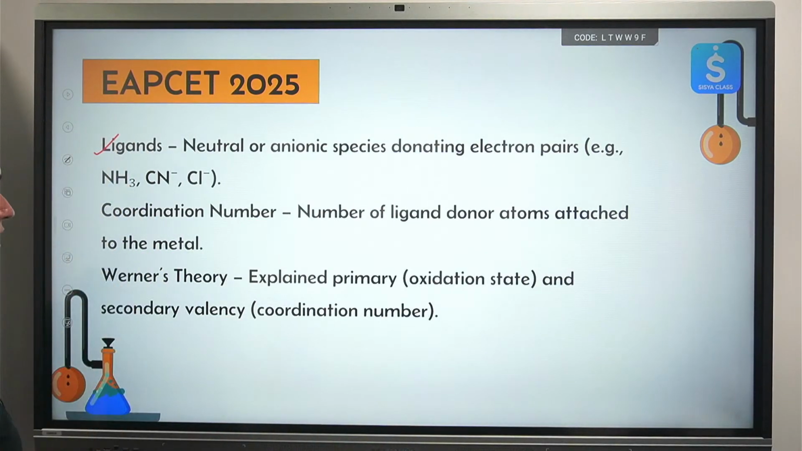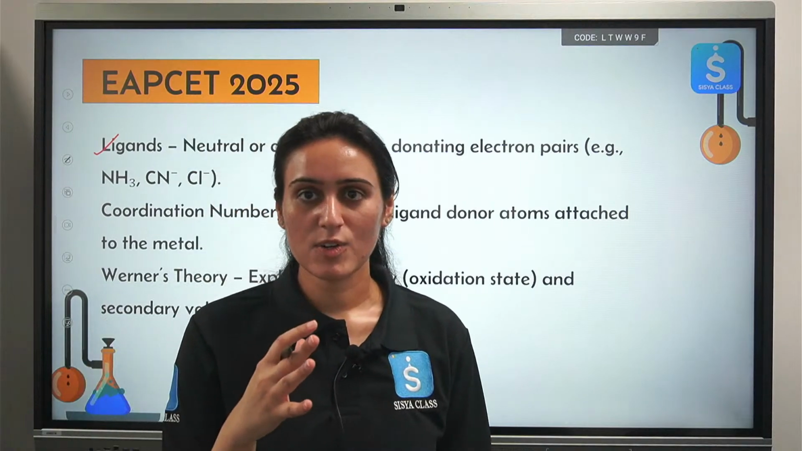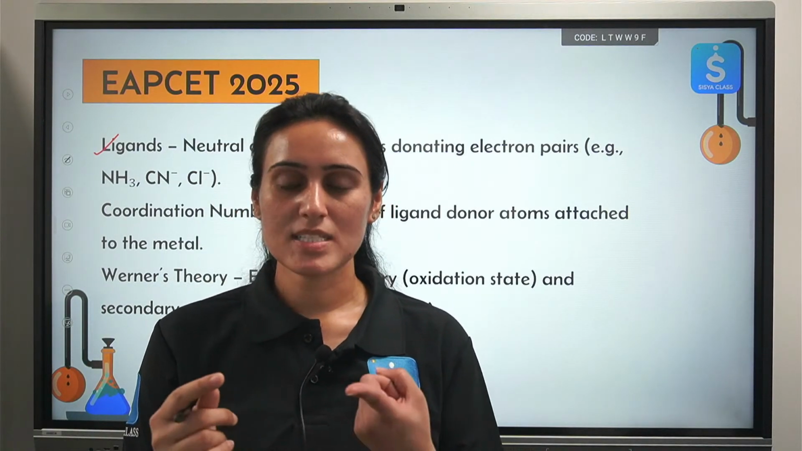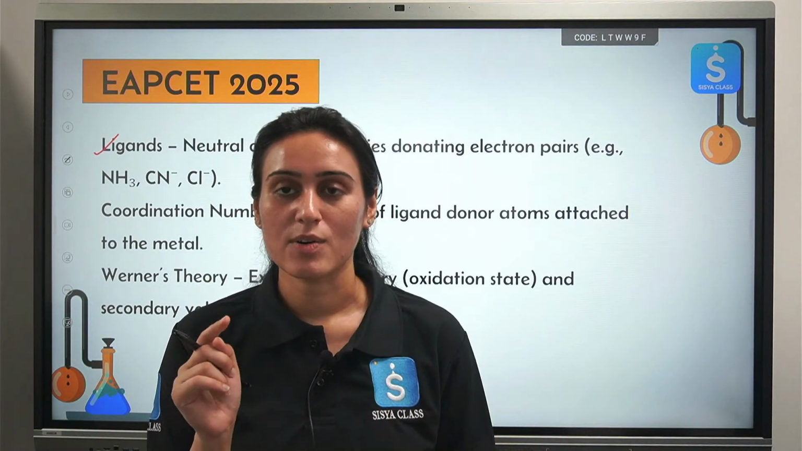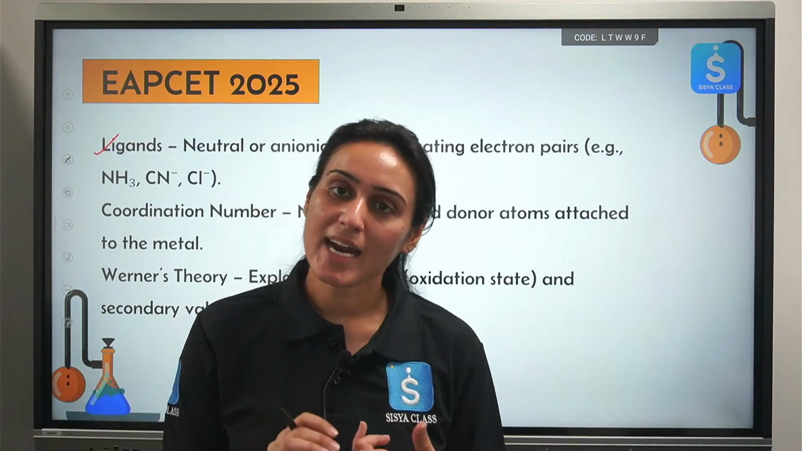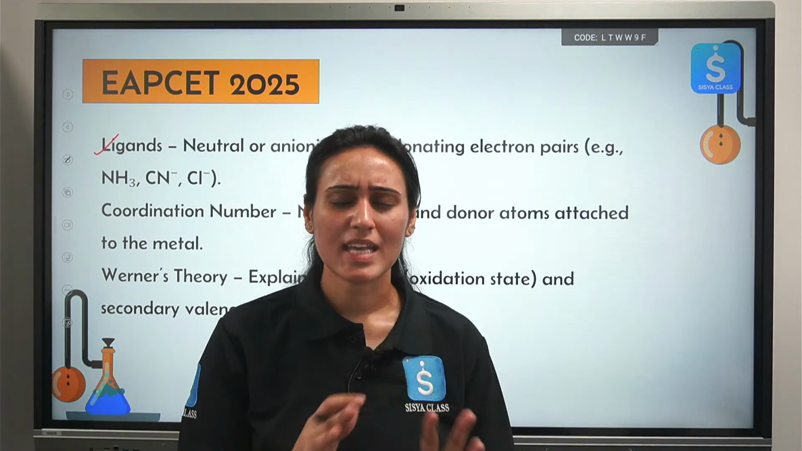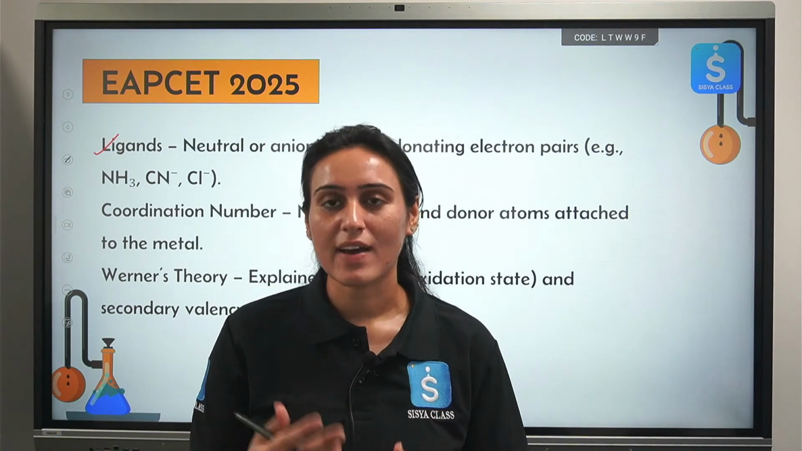Now, some important terminology that you must know about for your coordination compounds. So you must have learnt about ligands, you must have learnt about coordination number, center metal atom. That terminology is important, very easy. You already know that. Let's revise it quickly.